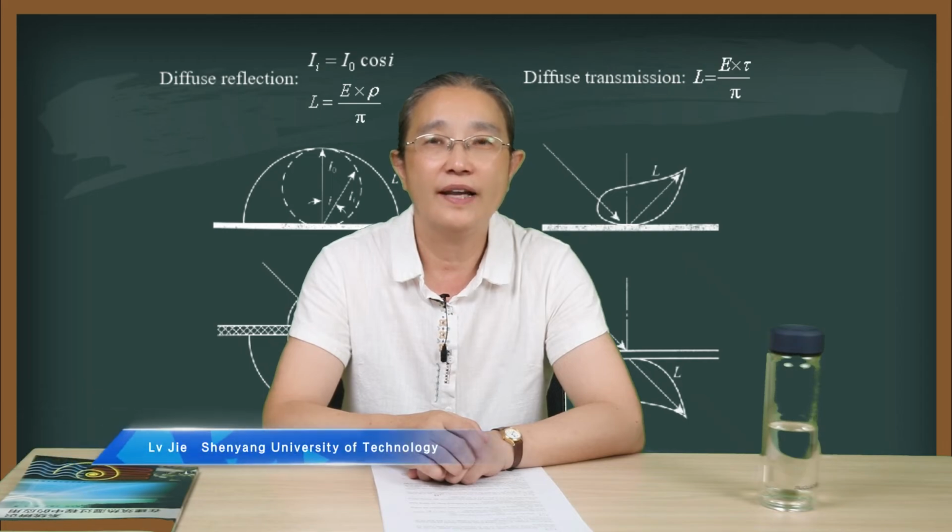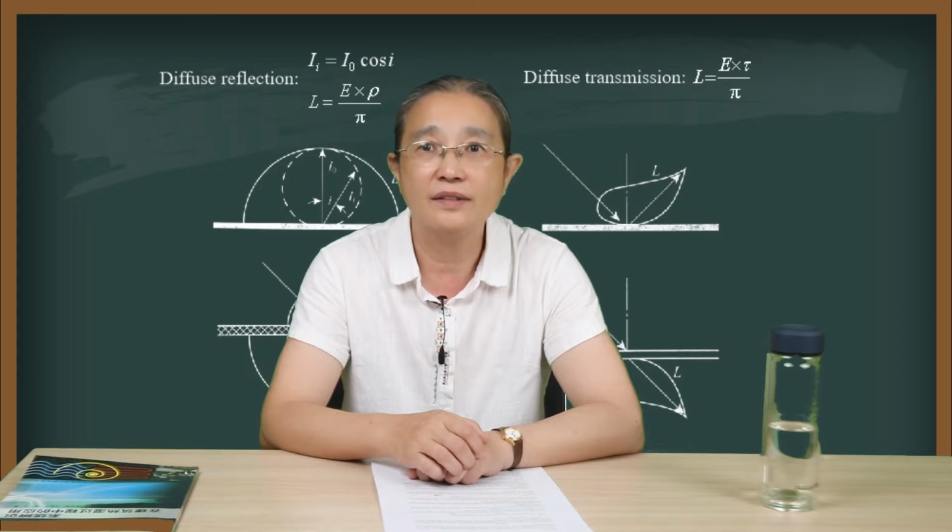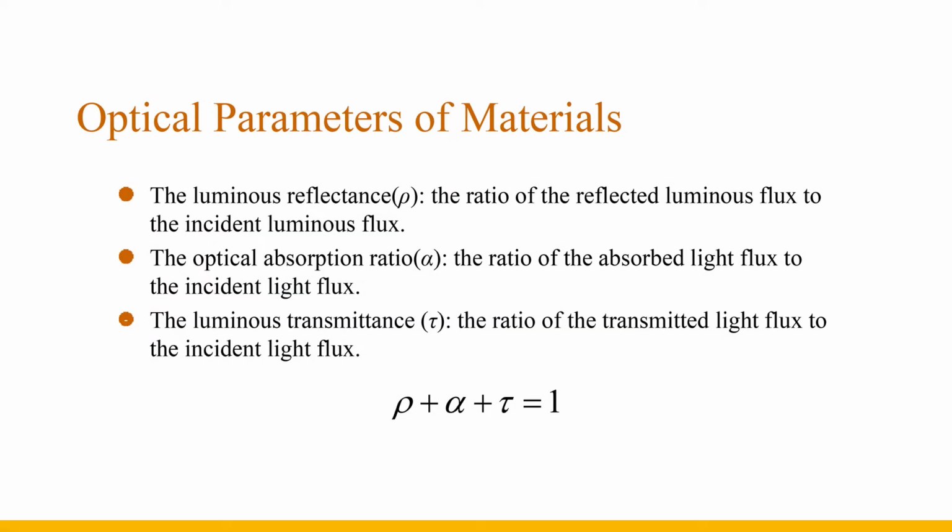In the process of light propagation, when encountering a medium, part of the incident light flux is reflected, part is absorbed, and another part passes through the medium and enters the space on the other side. The luminous reflectance is equal to the ratio of the reflected luminous flux to the incident luminous flux.